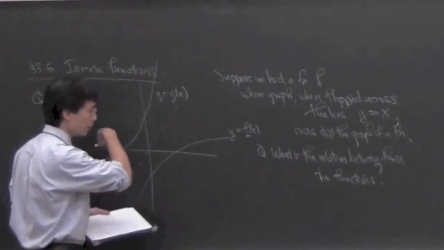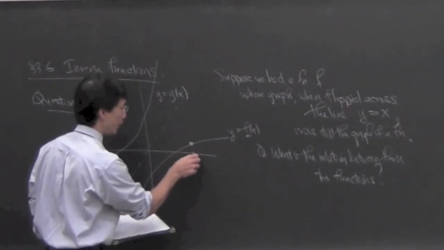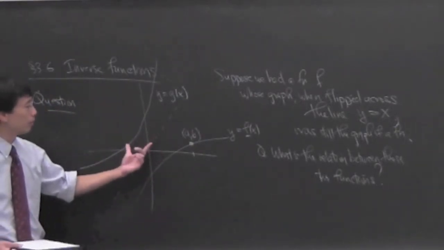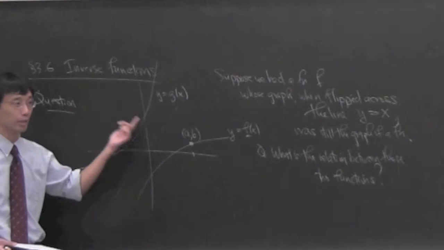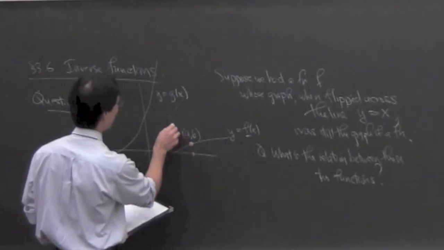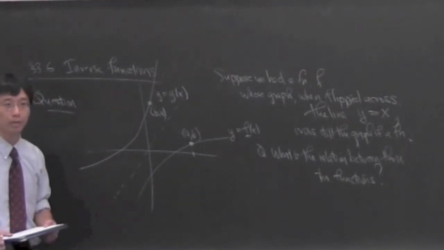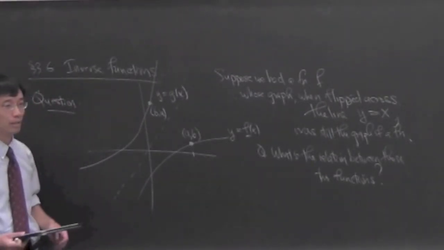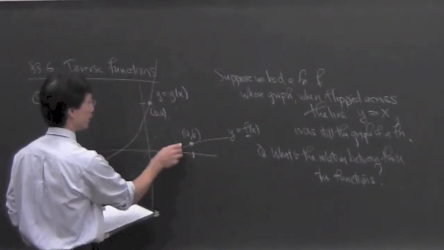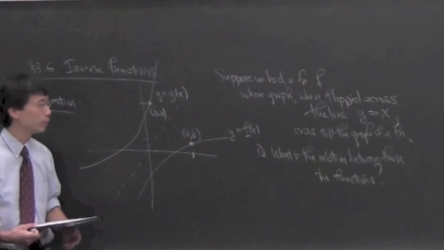To give you a hint, let's think about this. If we have a point here, a comma b, can anyone give me the coordinates of a point on the flipped graph? B comma a. This point, b comma a, is going to be on the flipped graph. Is that clear? If we take the x coordinate and change it into the y coordinate, and take the y coordinate and change it into the x coordinate, then we get a point on the flipped graph.